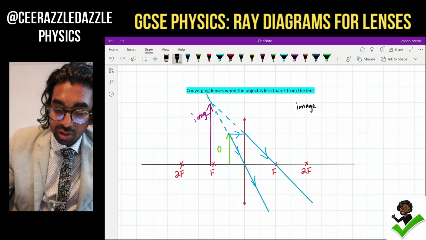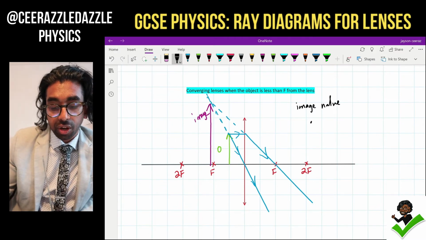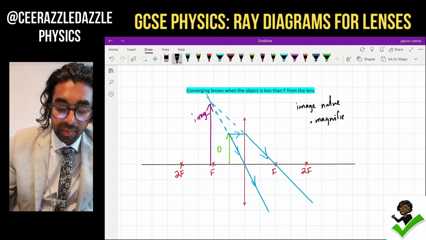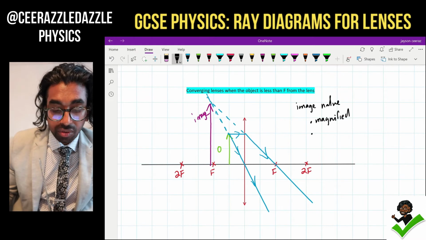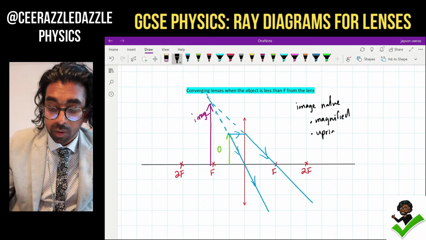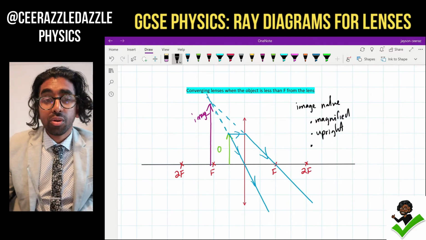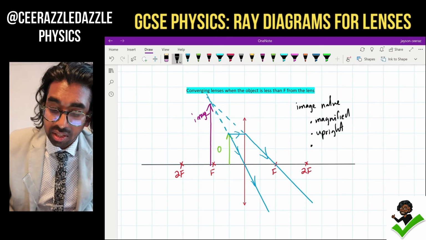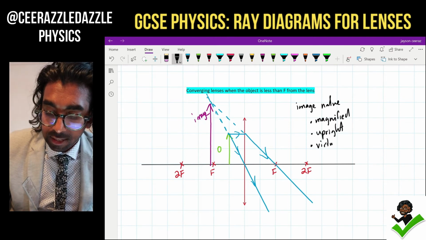The image nature. Number one, it's a lot larger than the object, so it's magnified. Number two, it's going to be upright. This time it's not upside down, so it's upright. And number three, it's no longer a real image, it'll be a virtual image because I've had to extrapolate the lines backwards. So this is a virtual image.